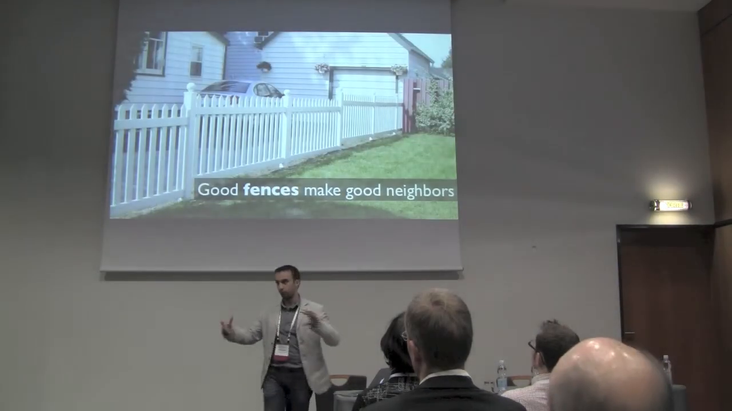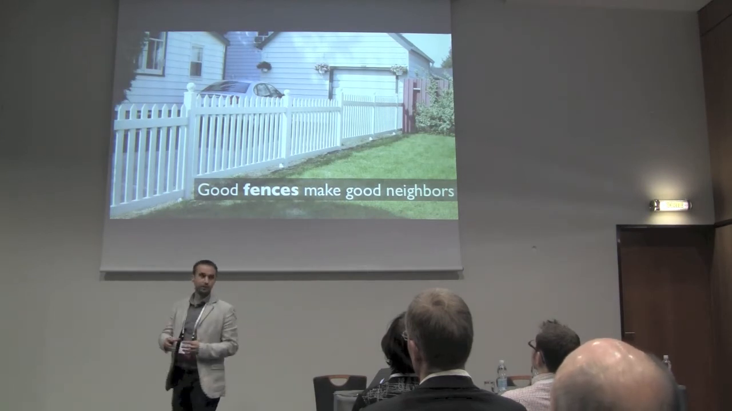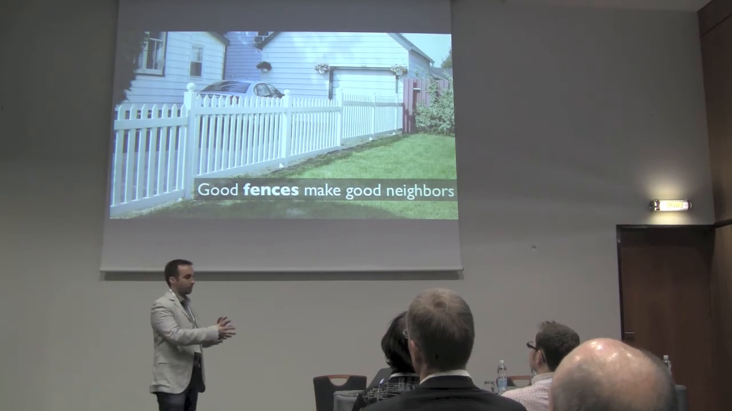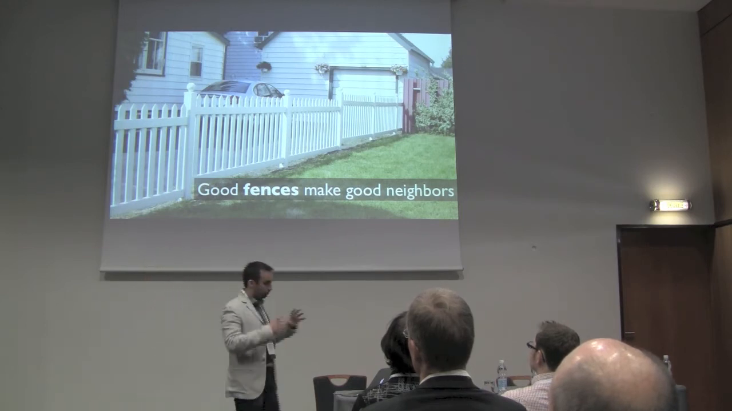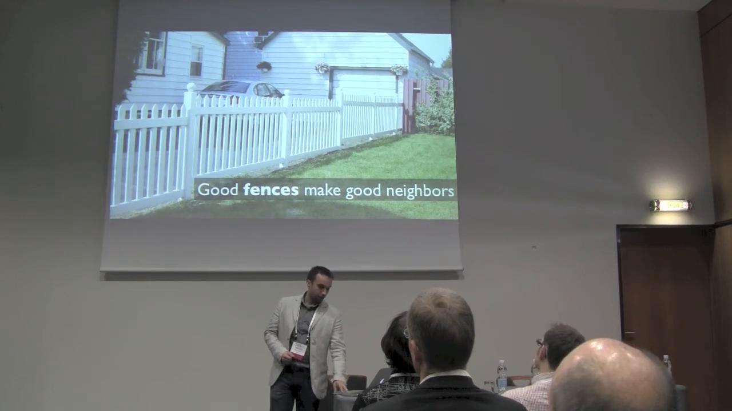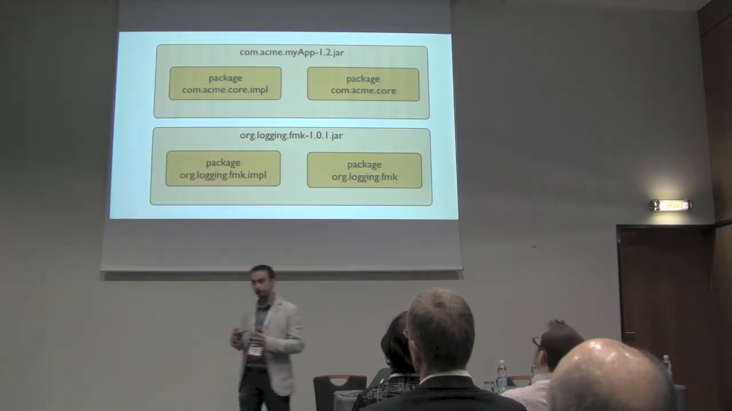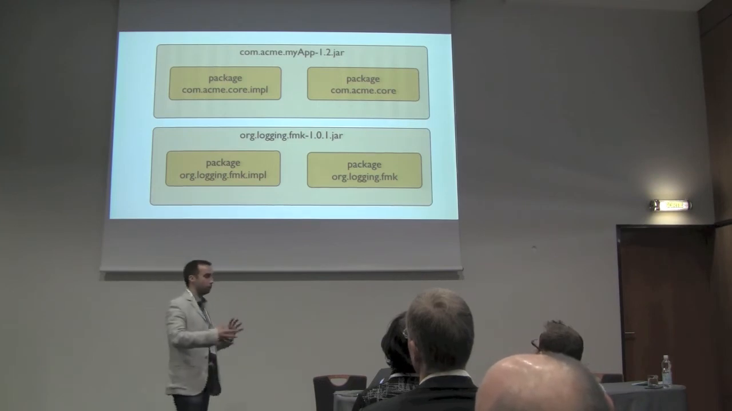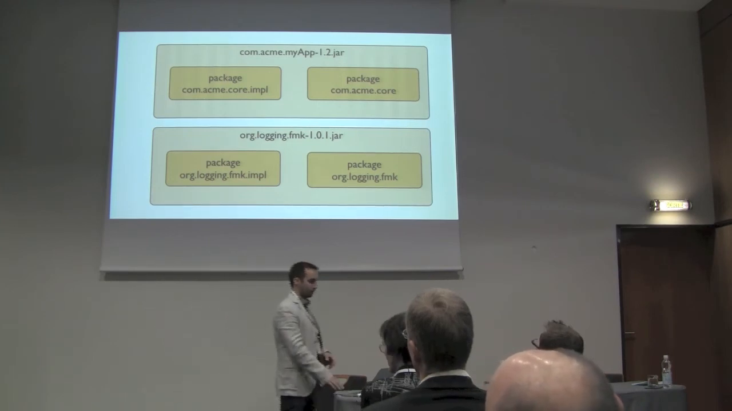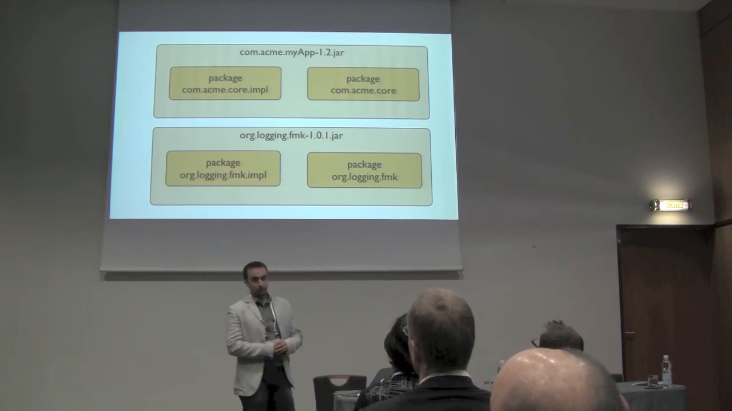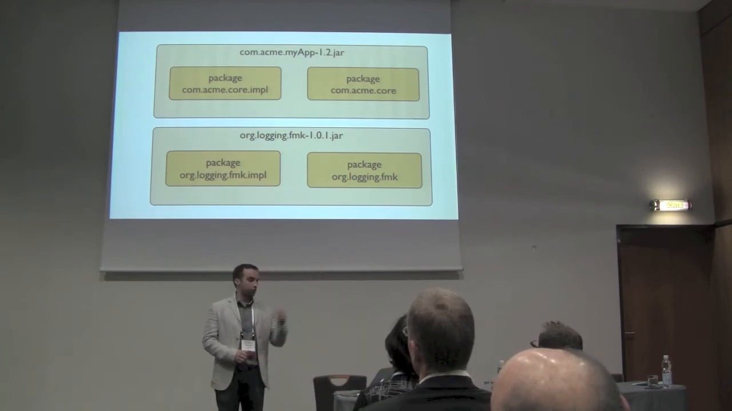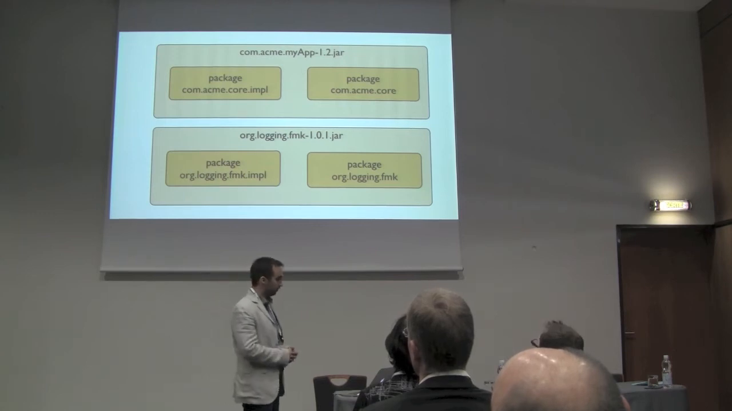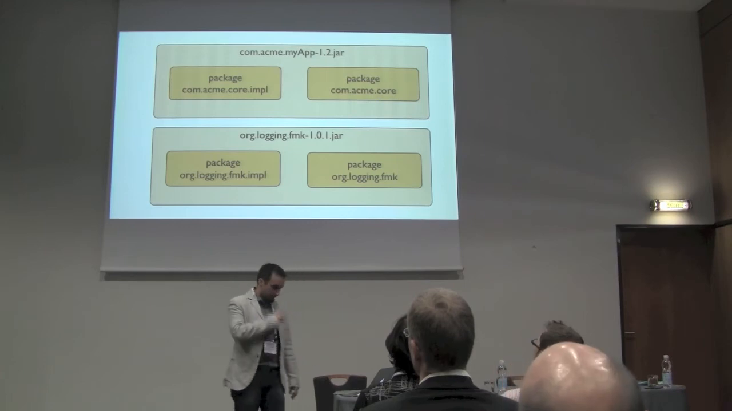You know that you want to make boundaries to know who is responsible for a certain behavior, because good boundaries make good collaboration. But in Java, without any module system, there is no way to constrain the visibility of packages between users. So here, I display a sample application composed of my app jars and a loading framework, whichever you want.